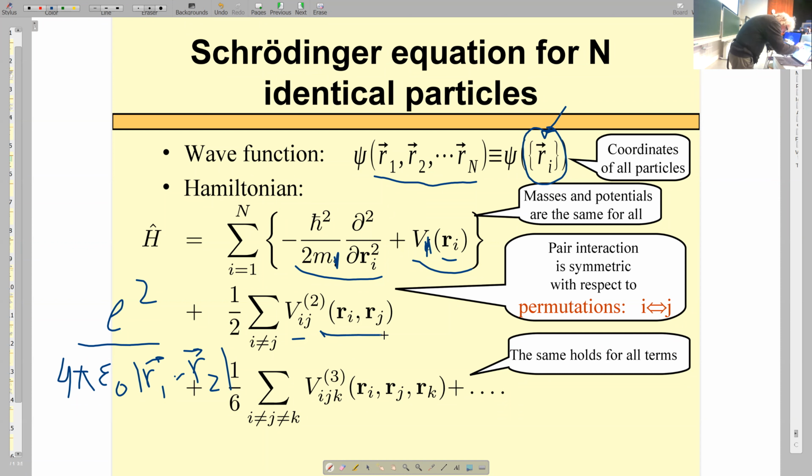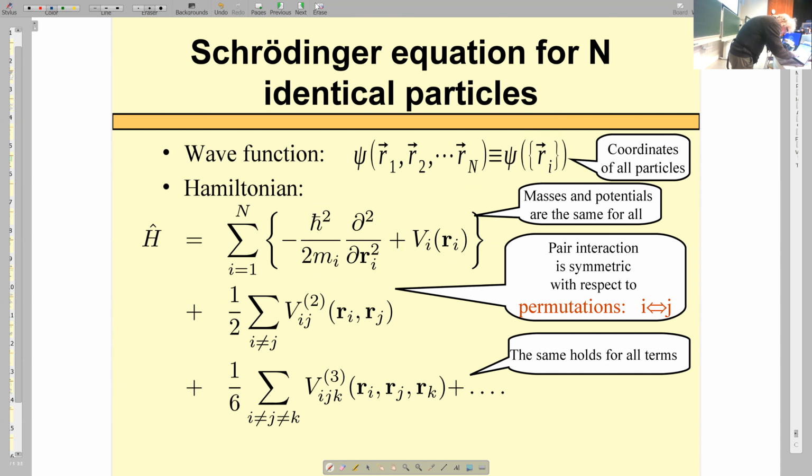Again, what do we do to make it identical? We just skip indices. So there will be the same function, which depends on each pair of coordinates. And now I have to sum up over all pairs of coordinates because each pair of particles interacts.